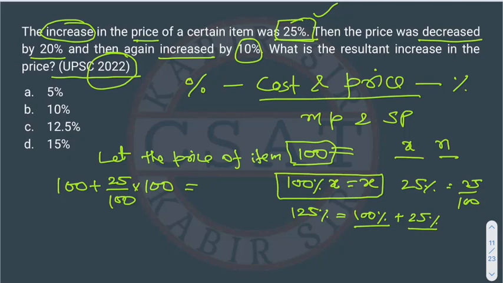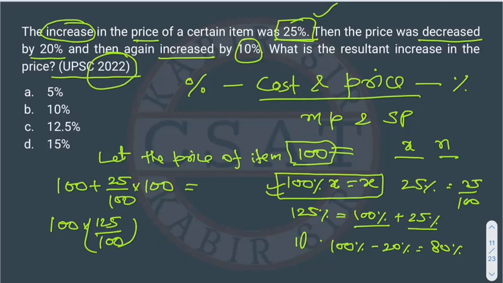So here in this question what we can directly say, like we have assumed the price 100, so the price got increased by 25%, so we can directly write 125 upon 100, right? And then the price was decreased by 20%. So in percentage, if the price is getting reduced by 20%, as we discussed here, the 20% decrease can be written as 100% minus 20%, right? So this will be 80%. So here we are writing directly 80%.